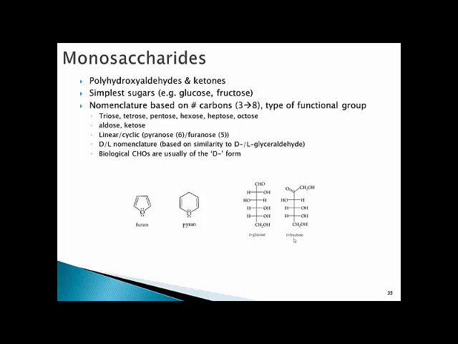They can be linear or cyclic, so usually they're based on a pyranose or a furanose ring. A pyran is a 6-carbon ring with an oxygen in it, and a furan is a 5-carbon ring with an oxygen in it. So the oxygen's replacing one of those carbons. So we've got 1, 2, 3, 4, 5, and 1, 2, 3, 4, 5, 6. There can be D and L nomenclature, and the D form is the biologically active form.